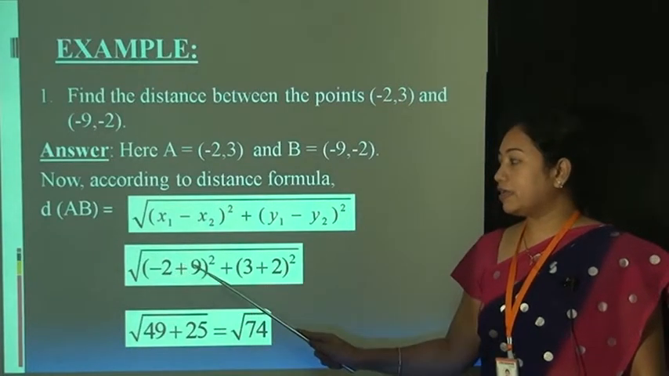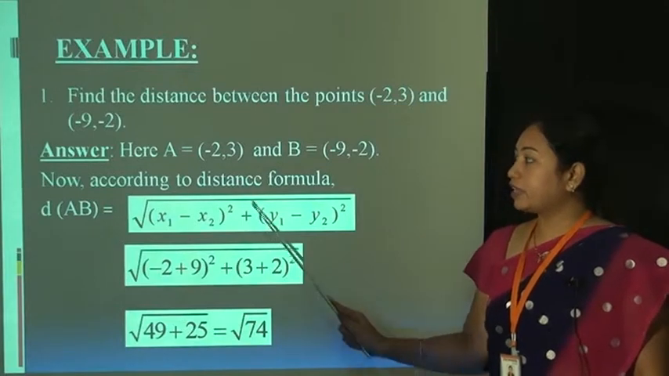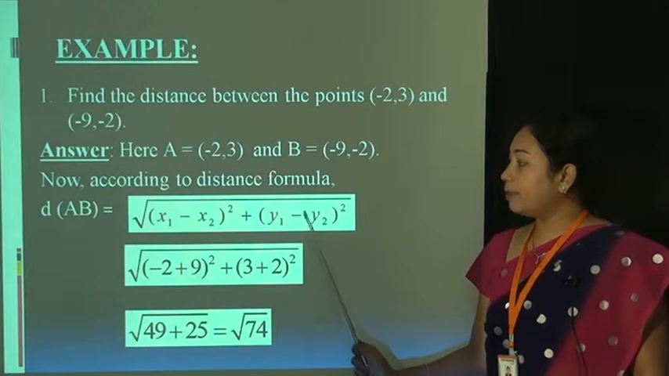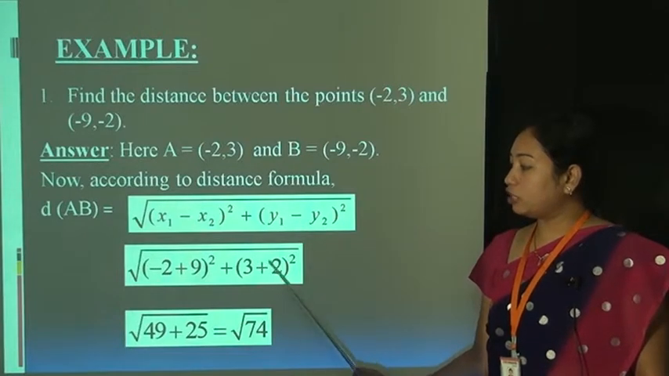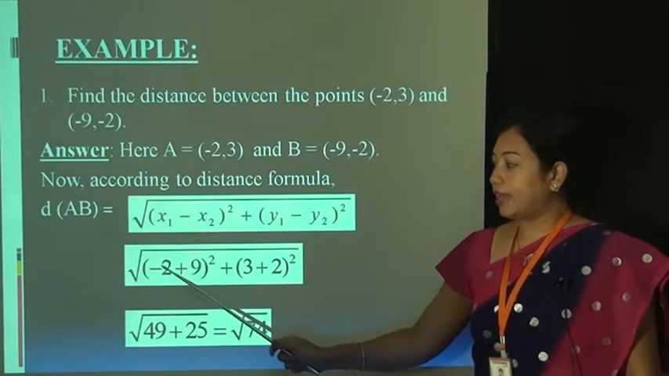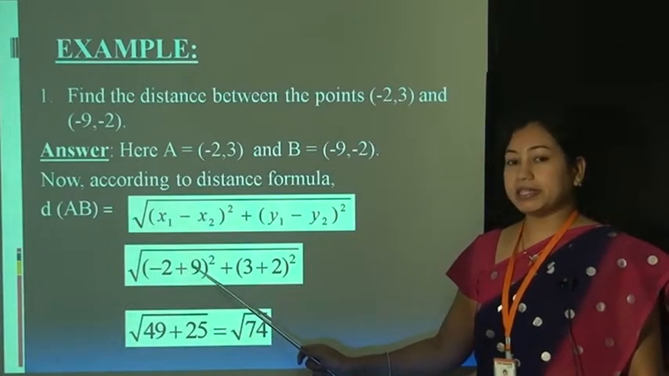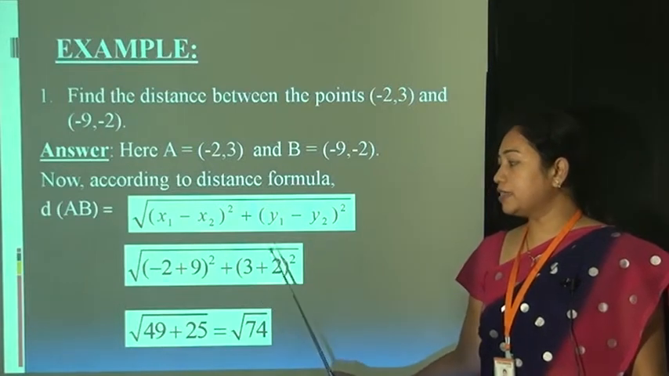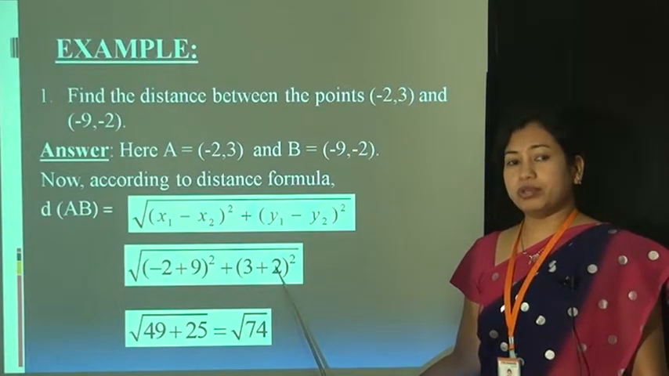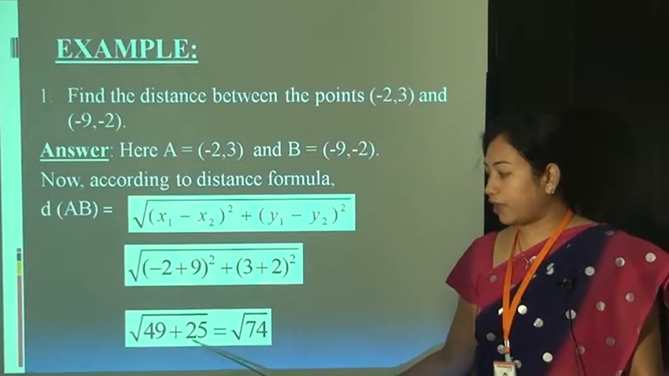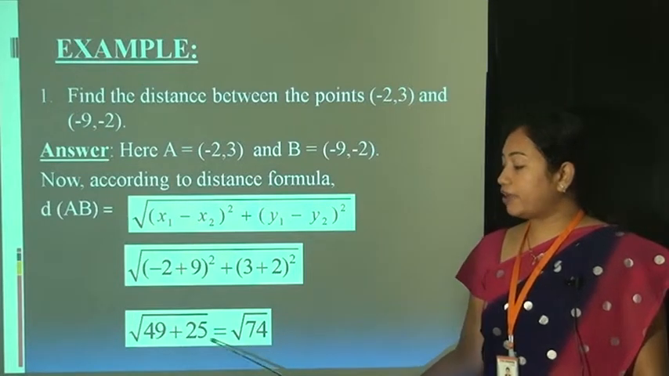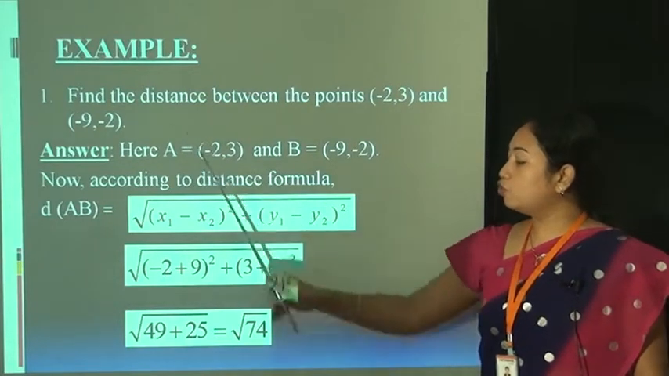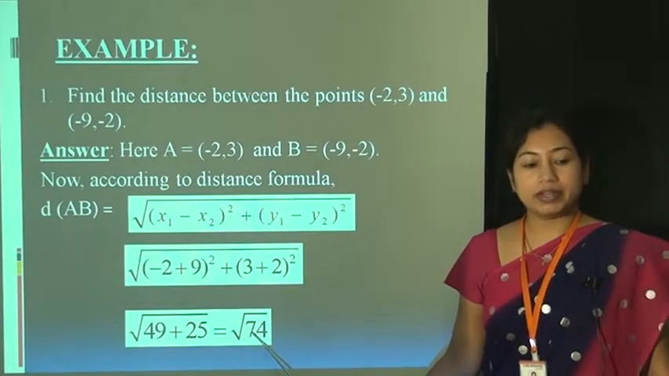So (-2 + 9) whole square plus here y1 is 3 and y2 is -2. So 3 minus minus becomes plus, so (3 + 2) whole square. Now -2 + 9 is 7, and 7 square is 49, plus 3 + 2 is 5, and 5 square is 25. So 49 + 25 is 74, so the distance between these 2 points is root of 74.